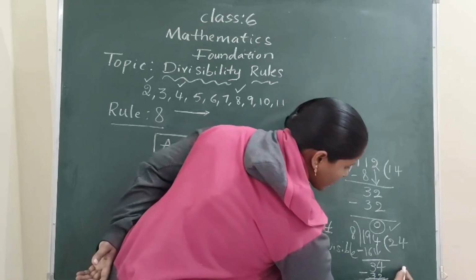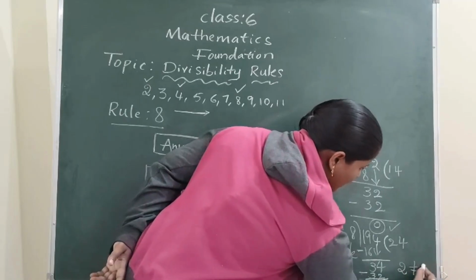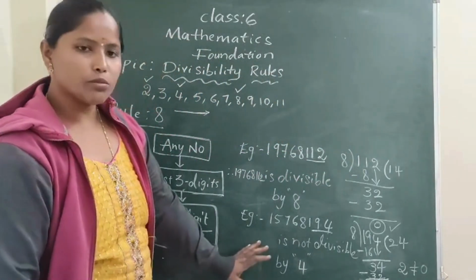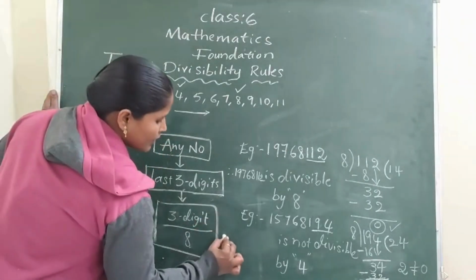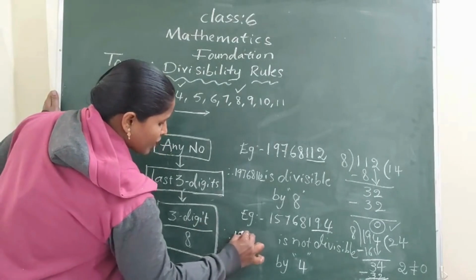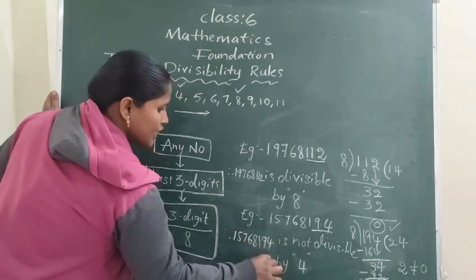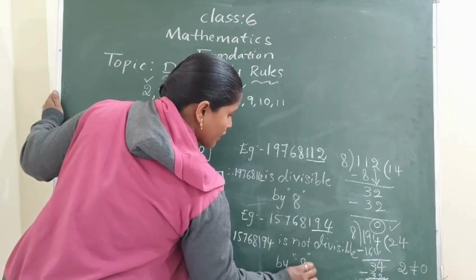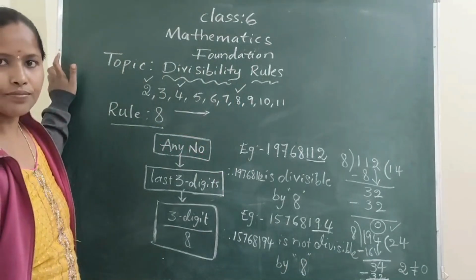What is the remainder we are getting? 2 is the remainder. The remainder is not equal to 0. Is it divisible by 8? No, it is not divisible by 8. Therefore 1576819 is not divisible by 8. Okay. Understand?